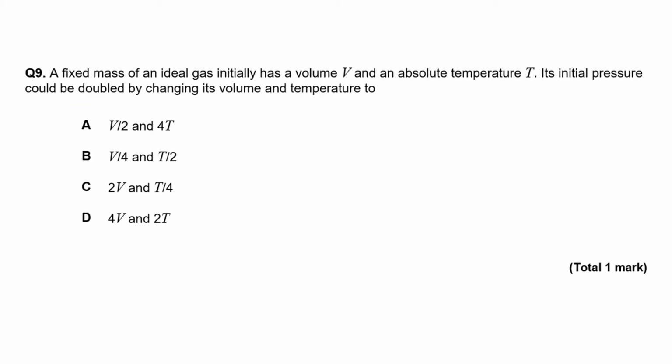Okay, so a fixed mass of an ideal gas initially has a volume V, a temperature T, and its pressure could be doubled by changing its volume and its temperature to one of these options. So the way I've done this is to start off by saying the pressure was P, and we're told the volume is V and temperature is T, and we've got a fixed mass, so n is fixed. Then we're going to change these by multiplying them by some factor. So we want pressure to be doubled. So X, which is what I've got in there to multiply pressure, we know is 2.